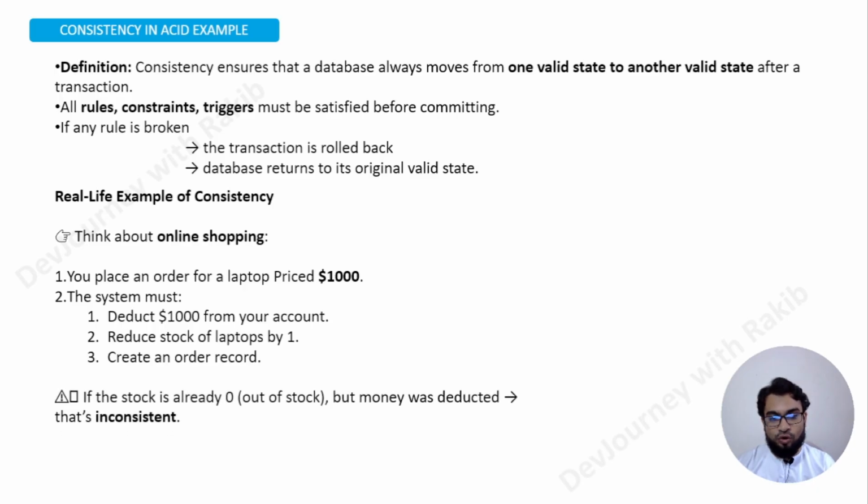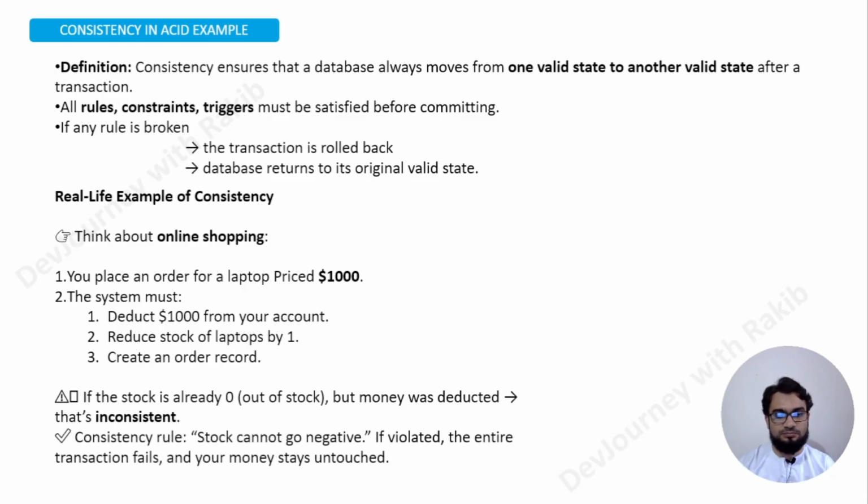If the stock is already zero, that means out of stock, but money was deducted, that's inconsistent. Consistency rule: stock cannot go negative. If violated, the entire transaction fails and your money stays untouched.